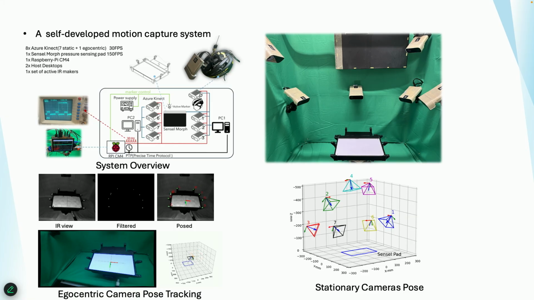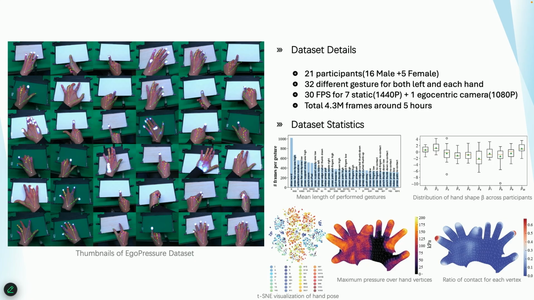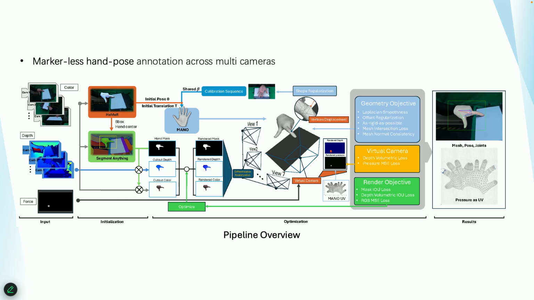Also, as you can probably see in the bottom left corner, we use an active AR marker to track our head camera. And this is an overview of our dataset. We have 21 participants, 6 male and 5 female, and 32 different gestures for both left and right hands. All cameras operate at 30 FPS with high resolution. In total, we have 4.3 million frames, around 5 hours.